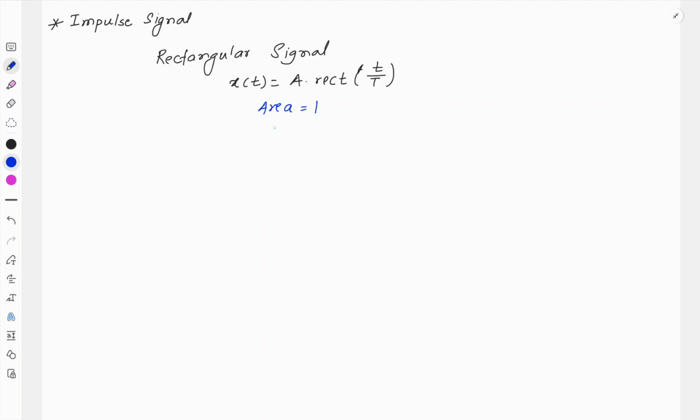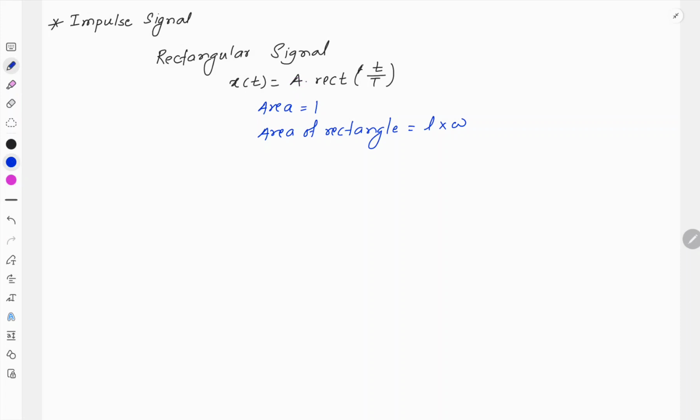As we know, area of rectangle is given as length into breadth or width. So here, if I want area of this rectangle to be 1, I need to adjust its width and height in such a way that its area will become 1. So to make this area equal to 1, the value of A and T should be set appropriately.